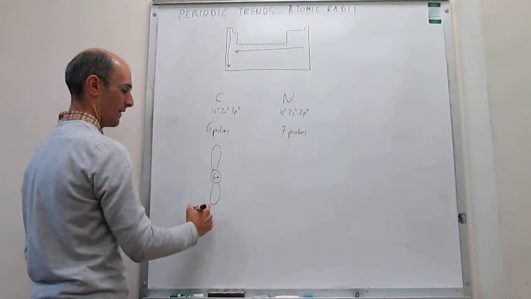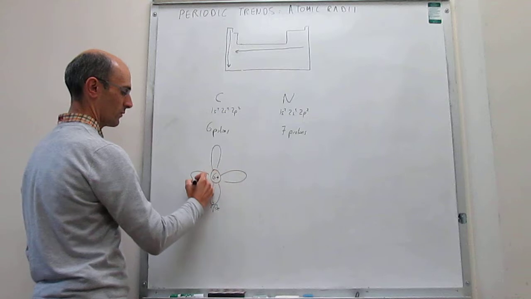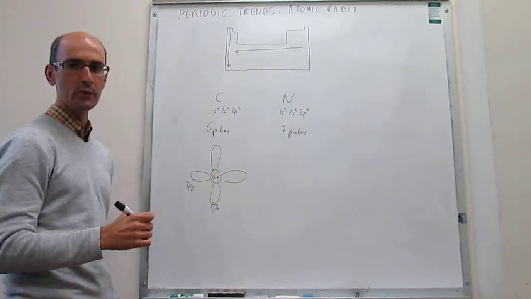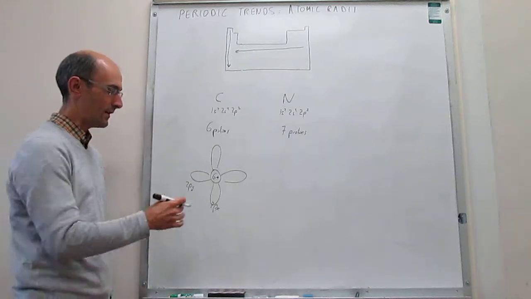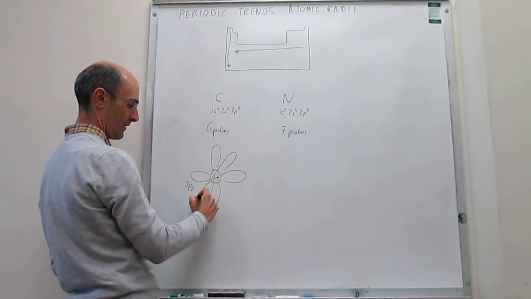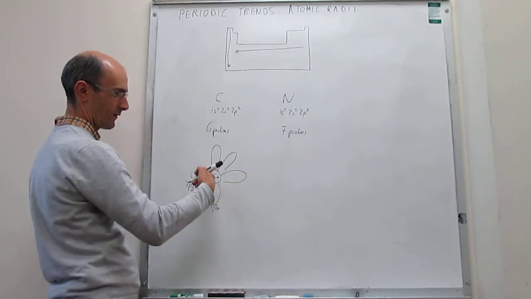You will have this one, which we're going to call the 2px, then that one, which we're going to call the 2py, and then coming in and out of the plane, you will have the third 2p orbital, which is going to be difficult to draw in 2 dimensions, but I'm just going to draw it here at an angle. Okay, and again, this means that this orbital is coming in and out of the plane.